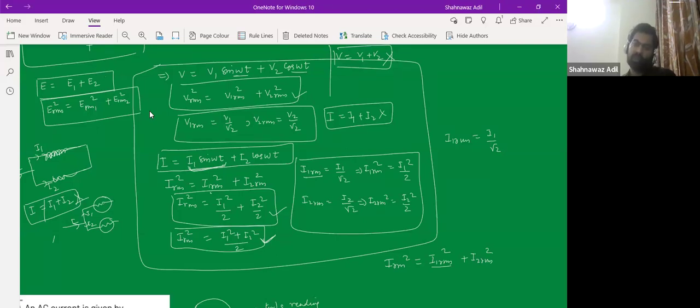So always remember, whenever you have an AC kind of source, and if there is a parallel combination, these are different circuits. Let's say this is an inductor, this is also an inductor. Then you cannot write I equals I1 plus I2, and you have to apply the RMS formula, right? So this would be the current.